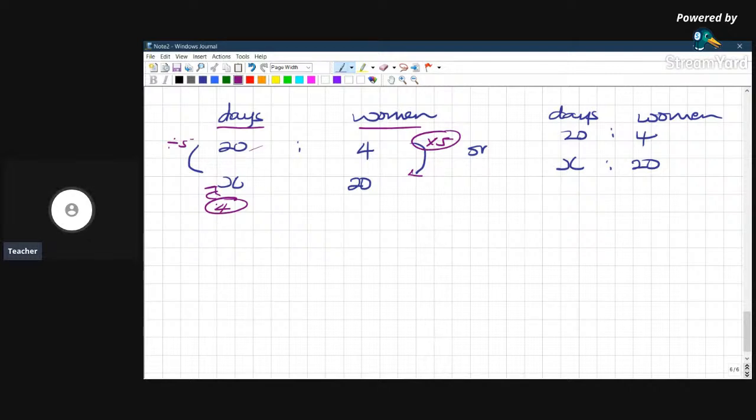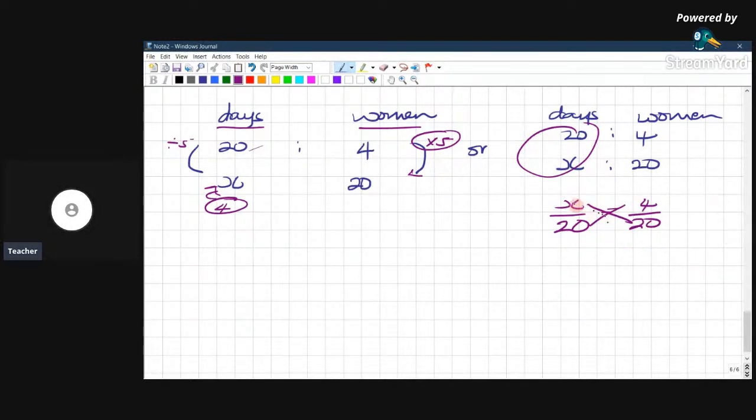Another way of looking at the same thing is this way. We could say 20 days to 4 women, or reading it the other way around, 4 women take 20 days. If I have 20 women, how many days would that take? So what I could do, I could look at this and I could say, since this is an inverse proportion, I'm going to flip this side of it. I'm going to flip that side and say this is x over 20, and that would be equal to 4 upon 20. We could cross multiply and see.